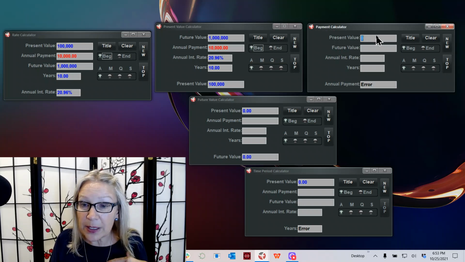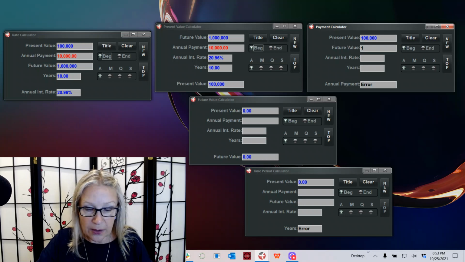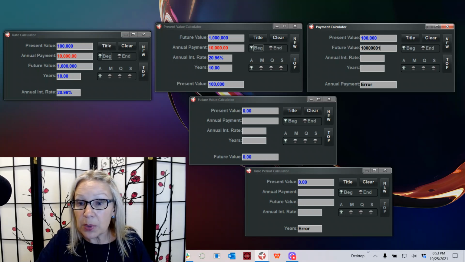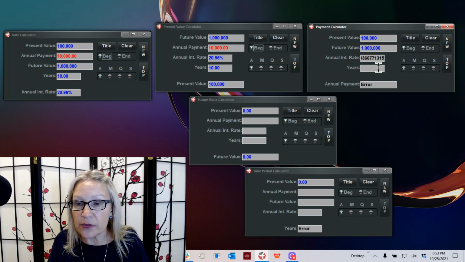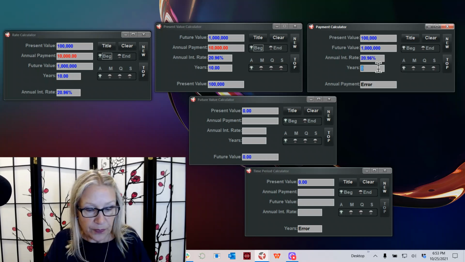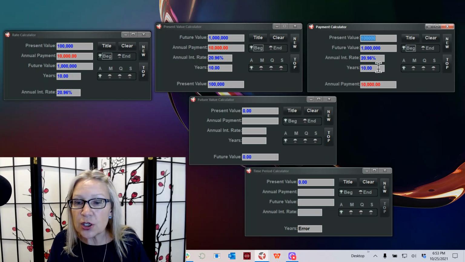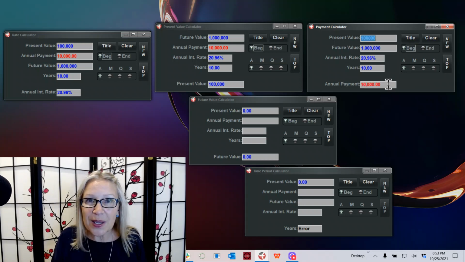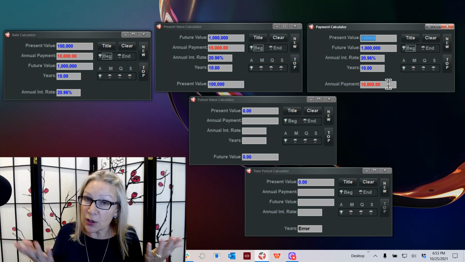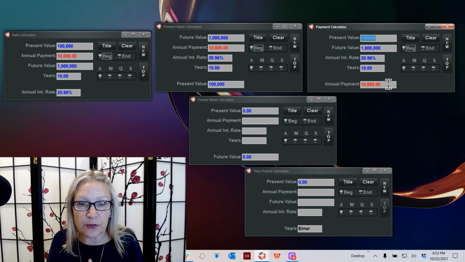Now we have a payment calculator. So this is taking our $100,000 that we have, identifying that we want $1 million in the future, and pasting in that interest rate again with all of its decimal places, and identifying our same 10 years. And now we get an annual payment of $10,000. Same information, just looked at a different way.